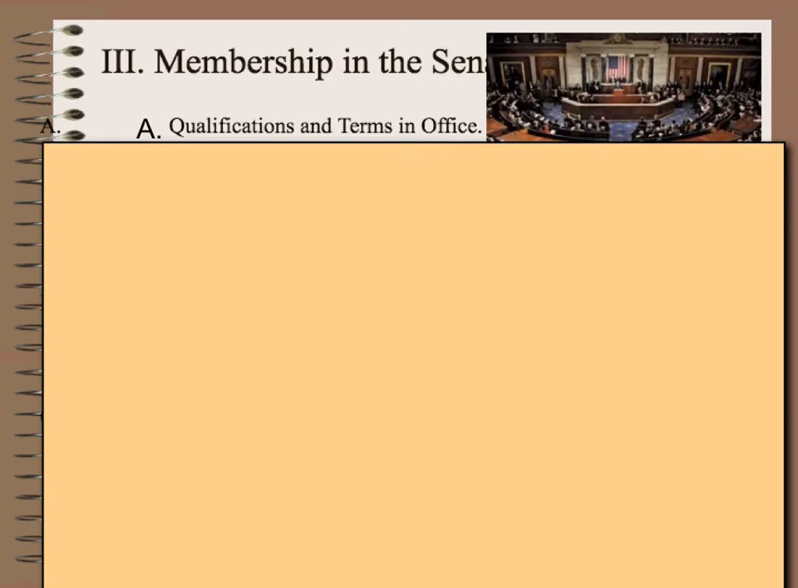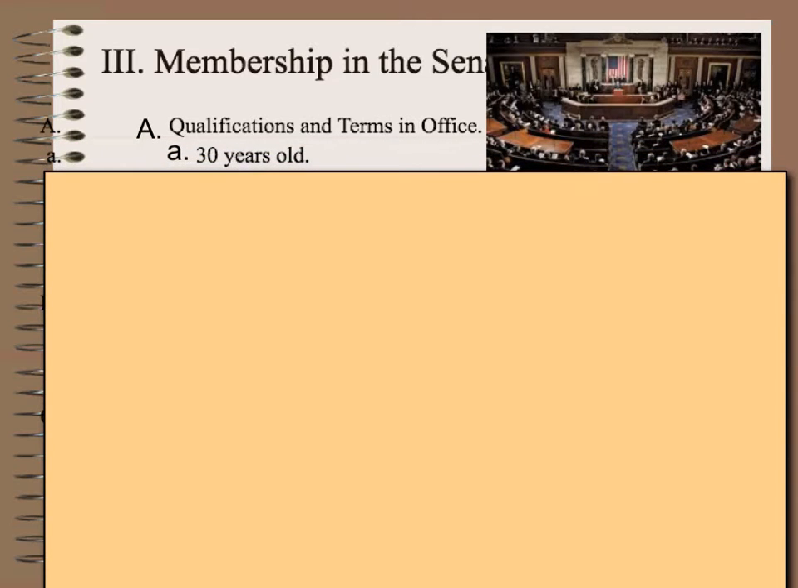So we're looking at the qualifications and terms in office. Remember that our Congress is bicameral, bi meaning two, okay? So we've got the House of Representatives. Now we're looking at the other part of the Congress. This is the Senate. All right, so qualifications and terms in office. Well, the requirements are a little bit more for a senator. You got to be at least 30, all right? Being that 25-year-old ain't going to cut it. You got to be 30. They want you to be a little older, a little wiser if you're going to be a part of the Senate, okay?